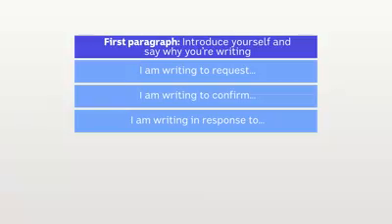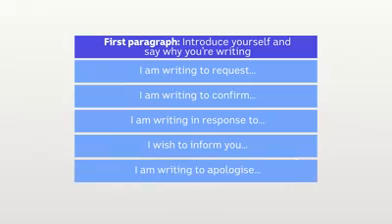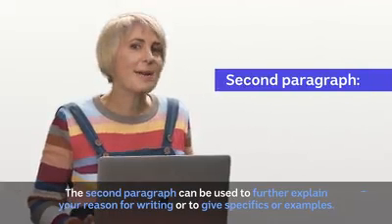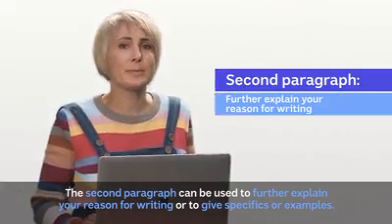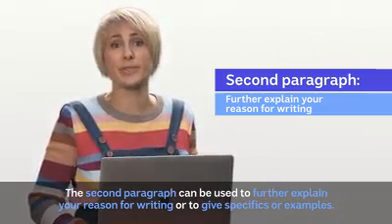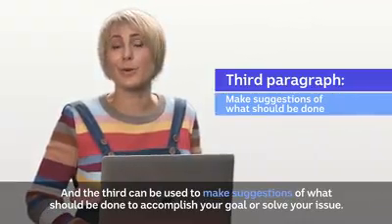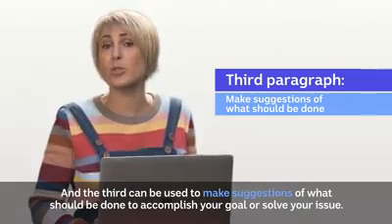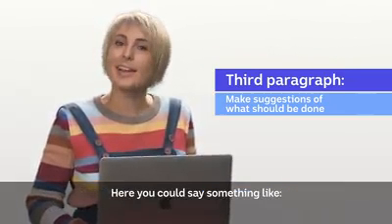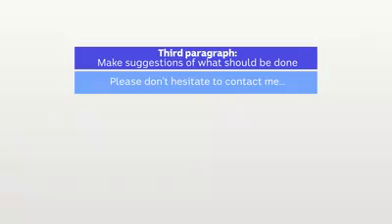You might be writing to provide more information. I wish to inform you. Or you might be writing to apologise for something. I am writing to apologise. The second paragraph can be used to further explain your reason for writing, or to give specifics or examples. And the third can be used to make suggestions of what should be done to accomplish your goal or solve your issue. Here, you could say something like, please don't hesitate to contact me.